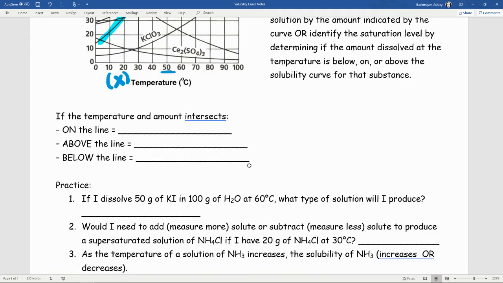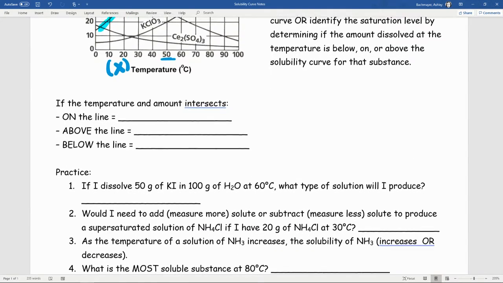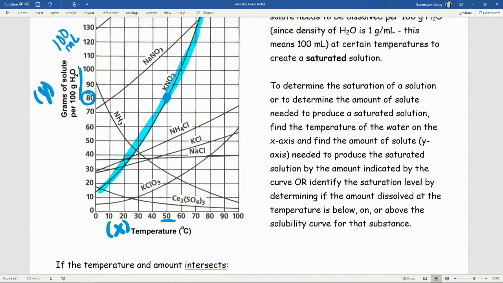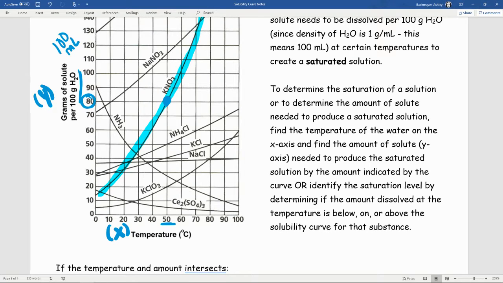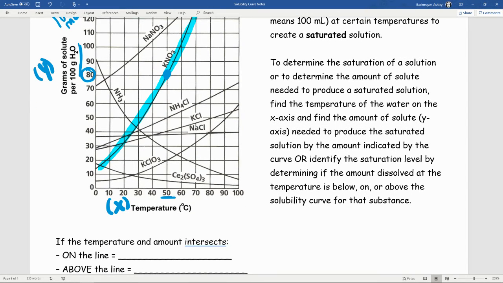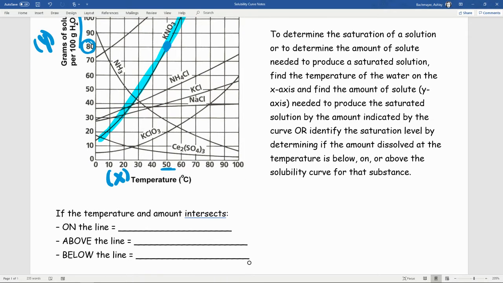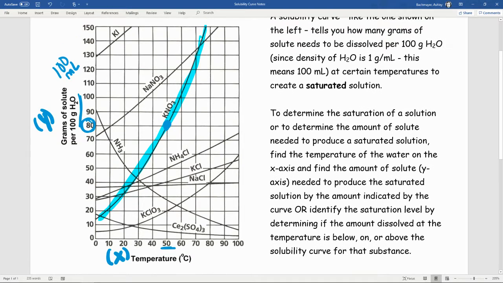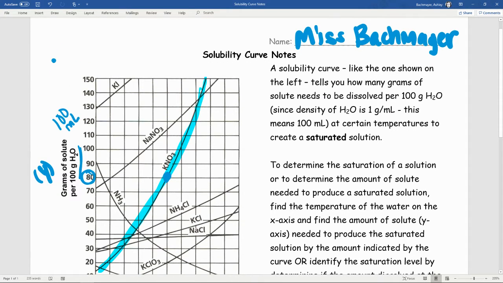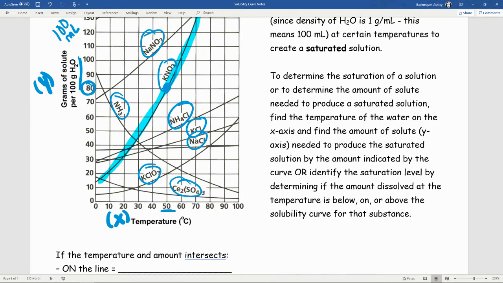So right now, we're on this part right here where it says, if the temperature and the amount, so remember it's X and Y, it's just like any other graph. So temperature and amount, because you're looking at both of those. Where they intersect, whether it's on the line, above the line, or below the line. And this is specific to your actual substance you're looking at. You'll notice that all of your lines are labeled. So make sure that when you are answering questions, you are looking at the correct line. All the lines are labeled.